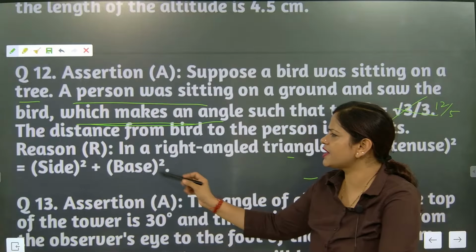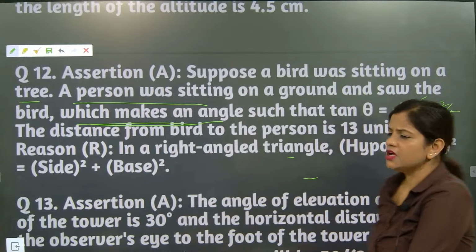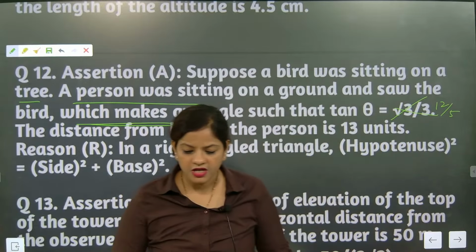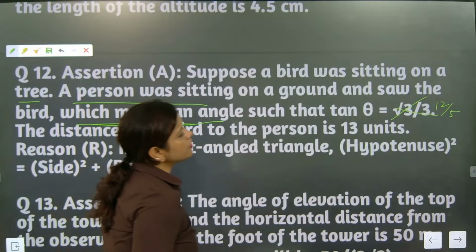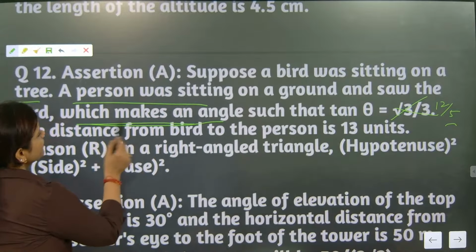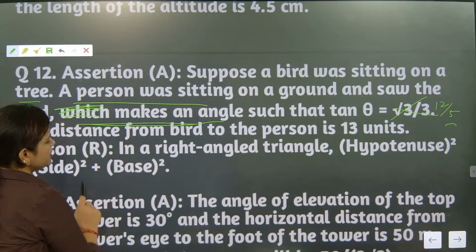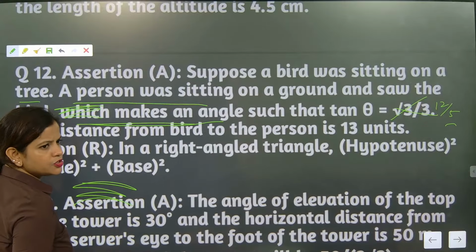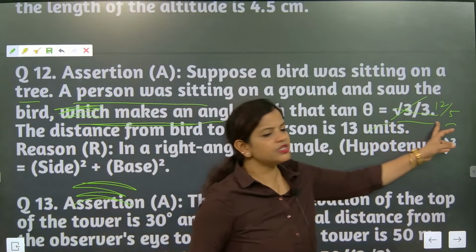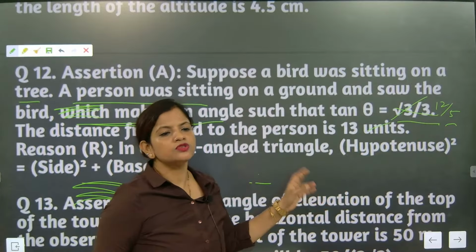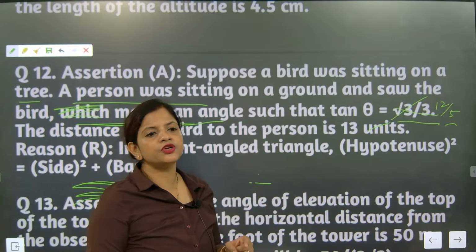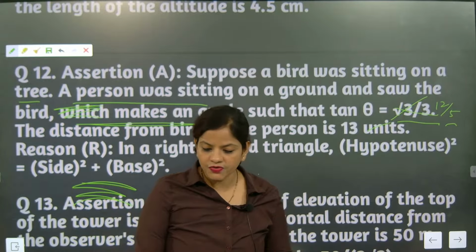Hypotenuse square is equal to side square plus base square. That is a correct concept. Children, one small change I am doing, because here tan theta is equal to this part, 13 will not come. And if 13 will not come, assertion will become false and reason will become true. Understood? So if that value is coming, assertion is false and reason is true. So this will go for which option? D option. Assertion false, reason true. So it will come as D option.